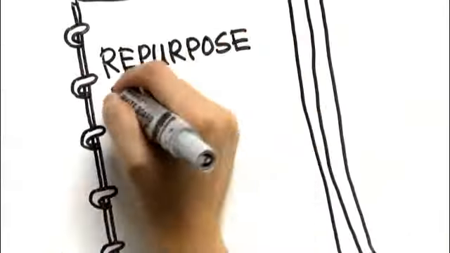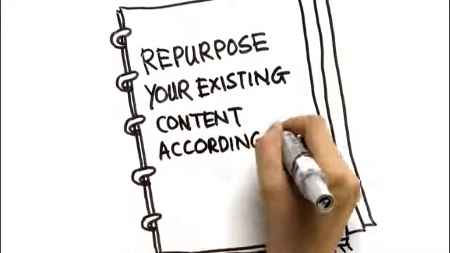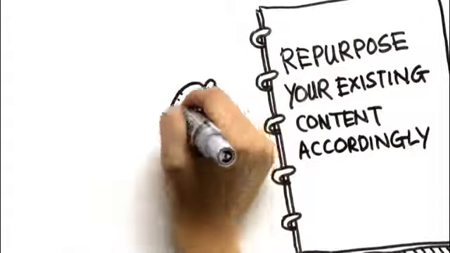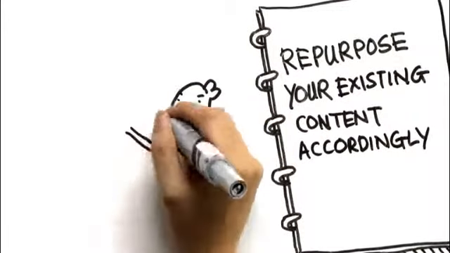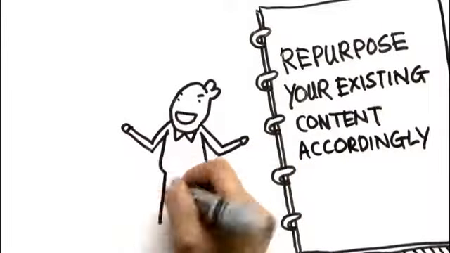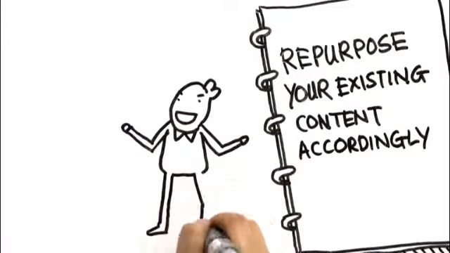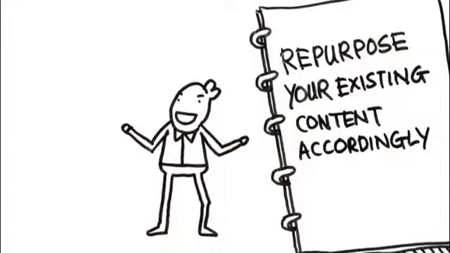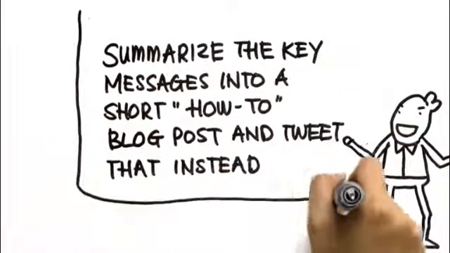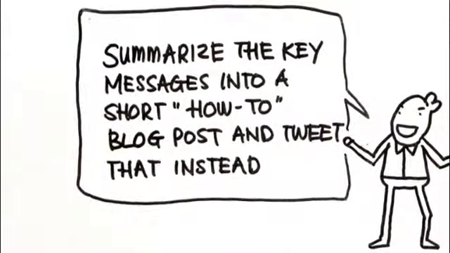Then repurpose your existing content accordingly and with the nature of the medium in mind. Actionable, precise, and simply written pieces work well for social media channels. That means if you have a 20-page white paper, don't just tweet a link to it. Summarize the key messages into a short how-to blog post and tweet that instead.